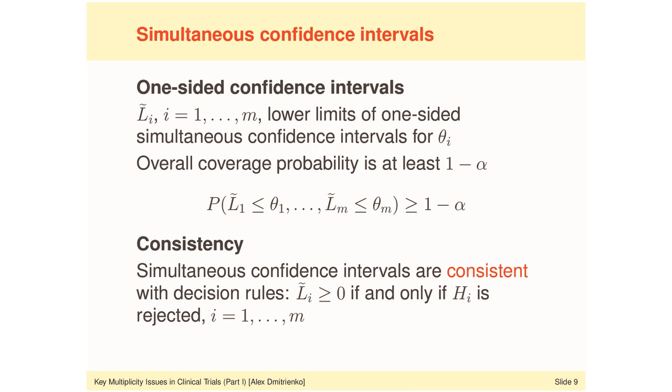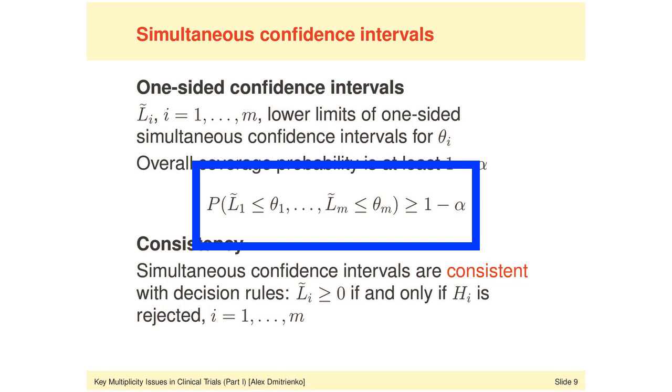And this is exactly what we're discussing on slide 9. One-sided simultaneous confidence intervals for the thetas are defined to guarantee that the overall coverage probability is at least 1 minus alpha, and we're going to denote the lower limits of those one-sided simultaneous confidence intervals by L I tilde. And the formula shown on the slide presents a mathematical formulation of the verbal statement that I just made a second ago. It shows that the probability of covering the true values of the thetas, we have m parameters here, of all those theta, is not going to be less than 1 minus alpha.